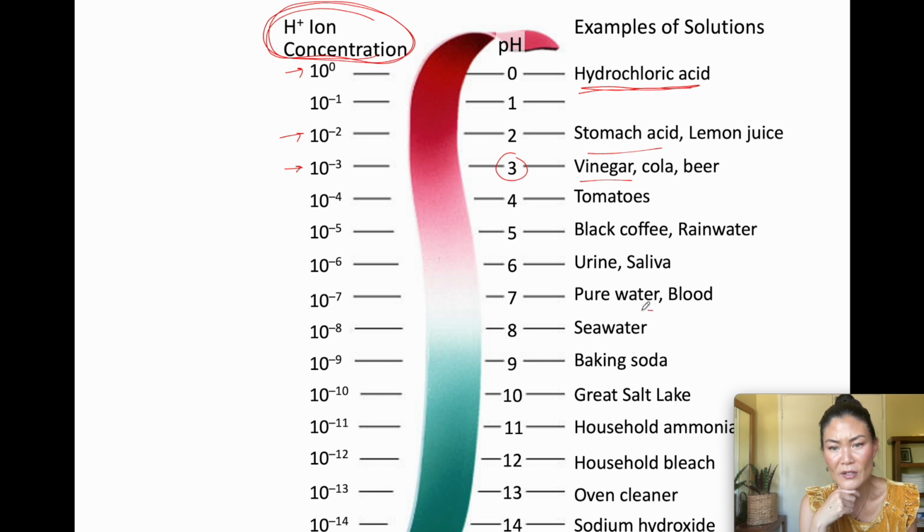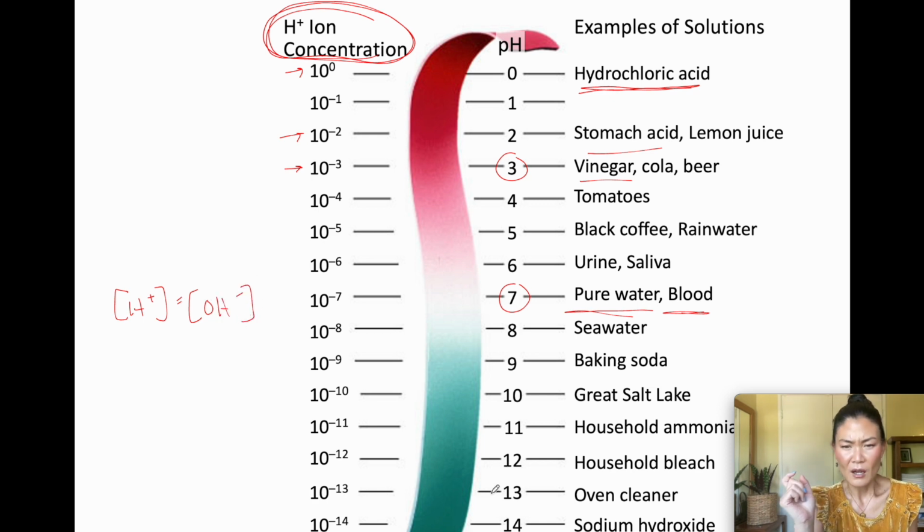Whereas pure water is neutral. Your blood is neutral. It has a pH of 7. It's neutral, meaning that the concentration of H plus is equal to the concentration of OH minus, okay? Something that's a very strong base would be like sodium hydroxide, oven cleaner, bleach, okay? If you've ever gotten bleach on your skin, it really stings and hurts because anything too basic or acidic can be damaging, okay?